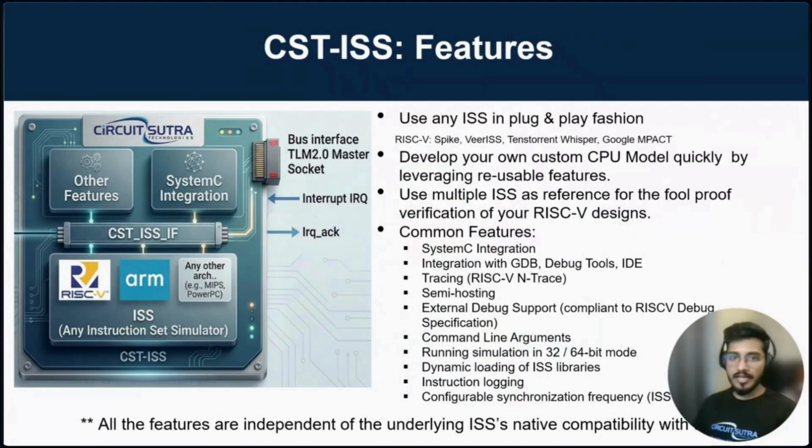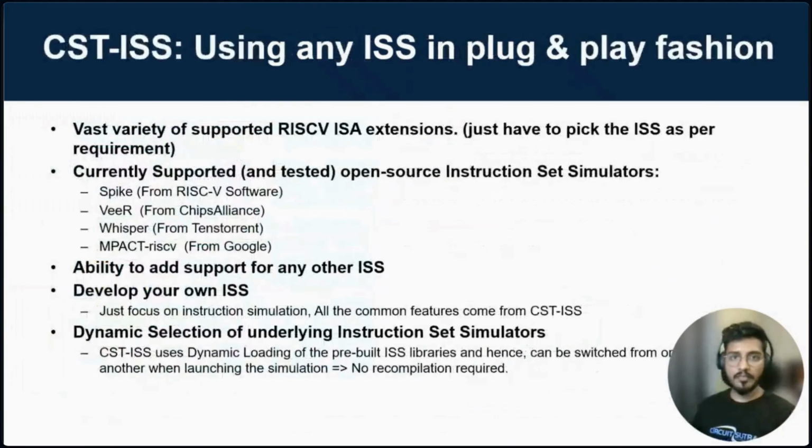For example, using any ISS in plug-and-play fashion, so we can develop a custom CPU model quickly by leveraging the reusable features. We can use these multiple simulators as a foolproof verification for our RISC-V design. These common features listed here are independent of the underlying ISS's native compatibility with them. We also support a vast variety of RISC-V extensions. We just have to pick the right ISS as per the use case. Currently we have tested 4 simulators: Spike from RISC-V software, Veer from Chips Alliance, Whisper from Tenstorrent, and Imperas RISC-V from Google. We have the ability to add more and also custom simulators.